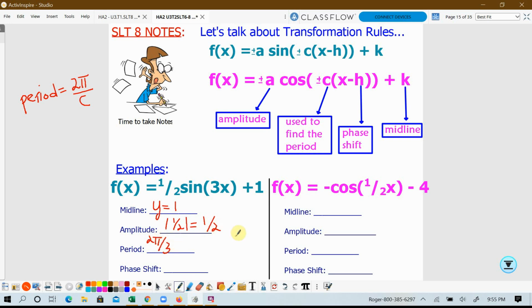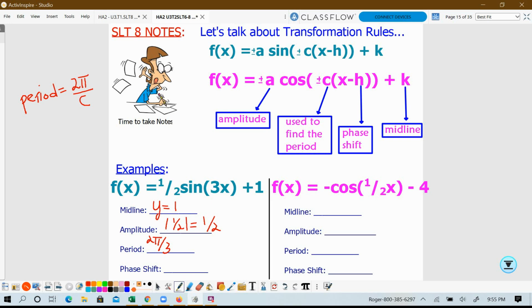So if I think about that, I know that 2 pi over 3 on a unit circle is equivalent to 120 degrees in quadrant 2. That's a third of the circumference of my circle. So if I think about this graph and how it's going to look, horizontally, it's going to compress by a third. So it's going to repeat every 2 pi over 3 units.